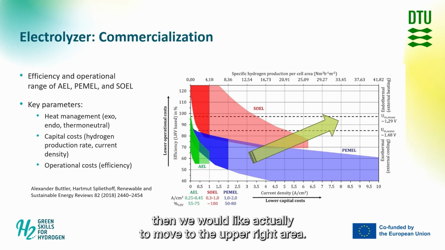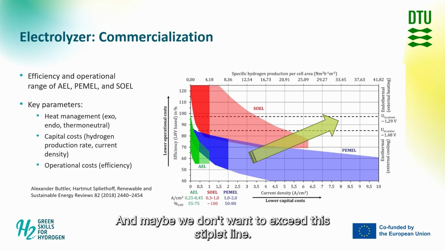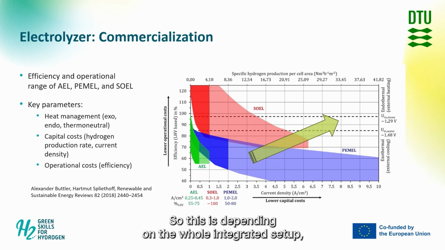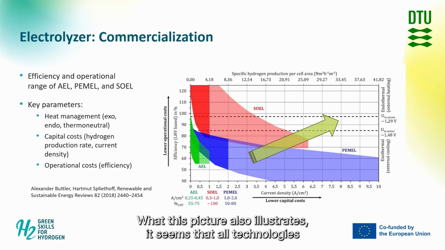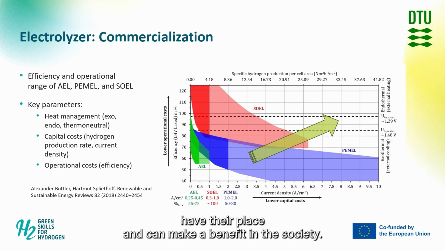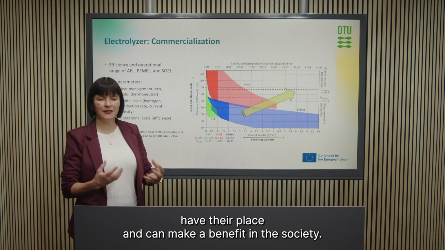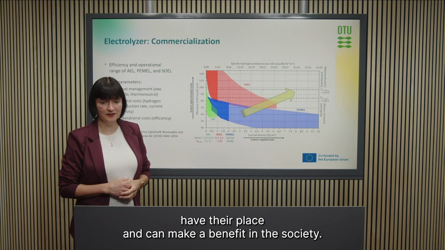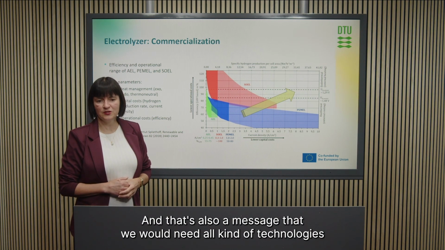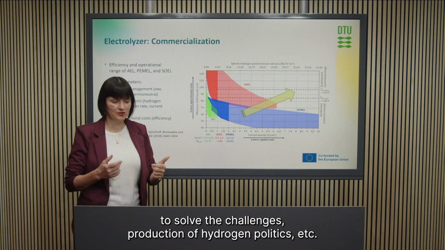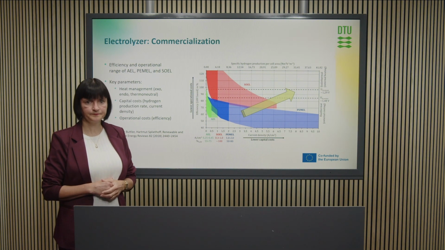If we would like to point to a trend, then we would actually like to move to the upper right area, and maybe we don't want to exceed these steeplet lines. So this depends on the whole integrated setup, whether it's an advantage to be at this thermoneutral voltage or not. What this picture also illustrates is that all technologies have their place and can make a benefit to society. And that's also a message that we would need all kinds of technologies to solve the challenges: production of hydrogen, Power-to-X, etc.